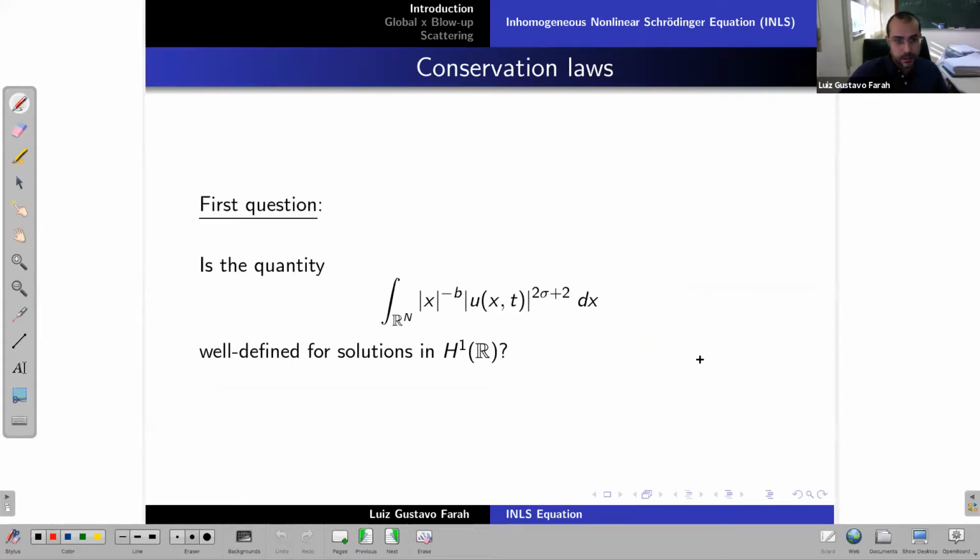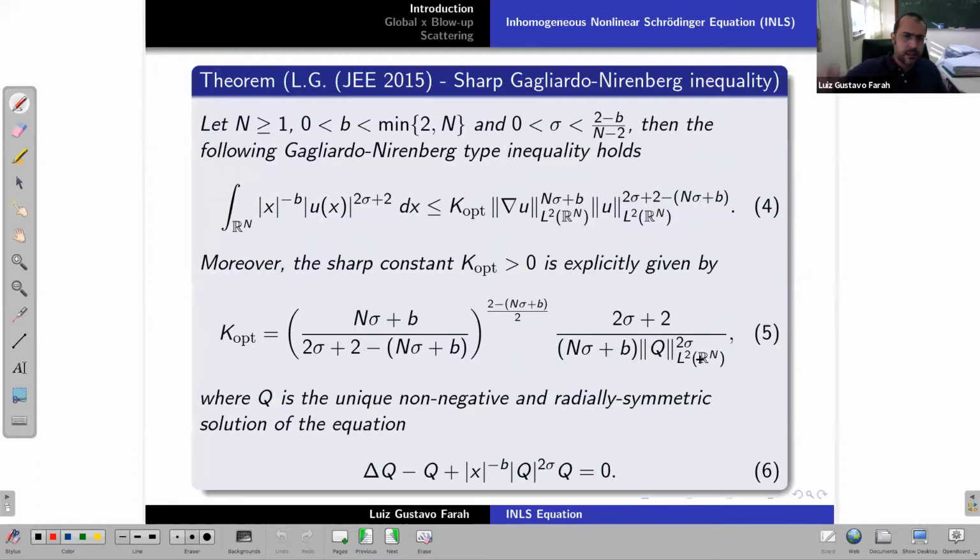And this is the question that I put here, and this is the answer. It's a paper in 2015 where we prove a type of Gagliardo-Nirenberg inequality for this quantity that appears in the energy, right? We show that this can be estimated as a combination of the L2 norm of the gradient and the L2 norm of the solution. Because if you are in H1, these two norms are finite, and then you need to bound this as a combination of these norms. This is the nice result that we get, and we can also say something about this best constant.